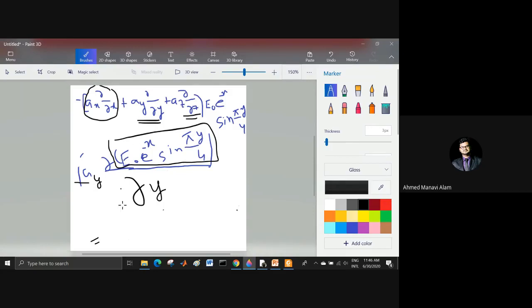Now e naught and e to the power minus x, these terms are constant. I need to take the derivative of sine pi y by 4. That means, what is the derivative or the differentiation of sine x? Come on, please tell me. No one is telling me.